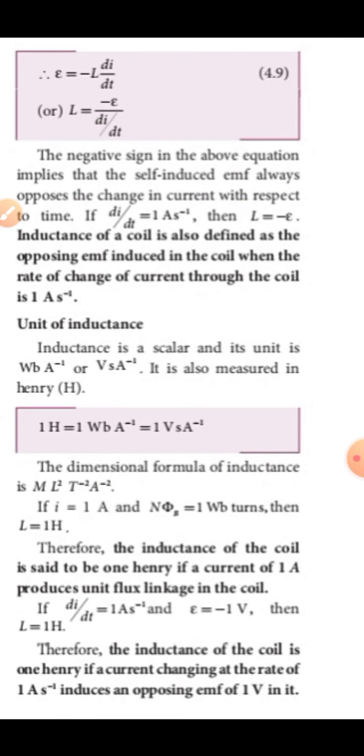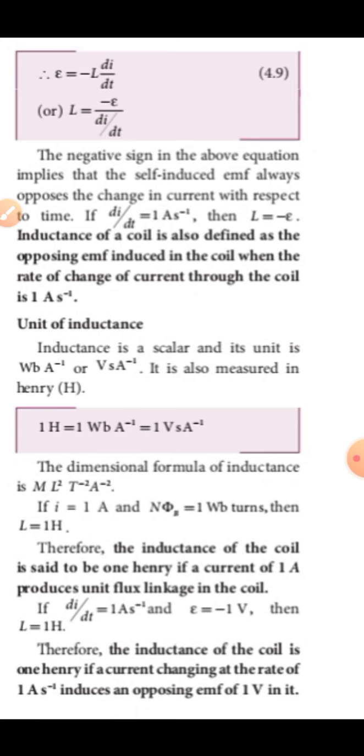Then epsilon is equal to minus L dI by dt. Here also we can find the value of L: L is equal to epsilon divided by dI by dt. The negative sign in the above equation indicates that the self-induced EMF always opposes the change in current with respect to time.